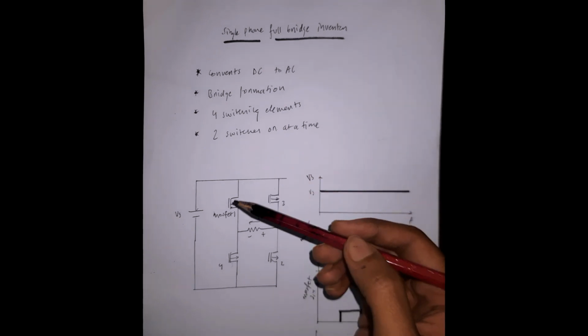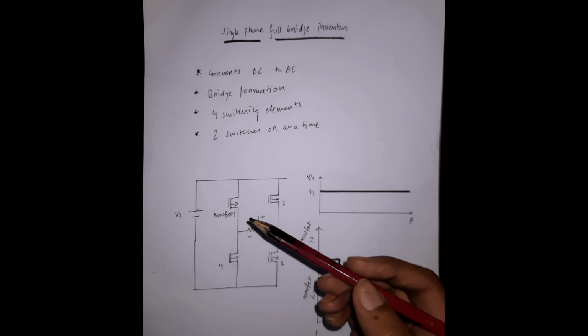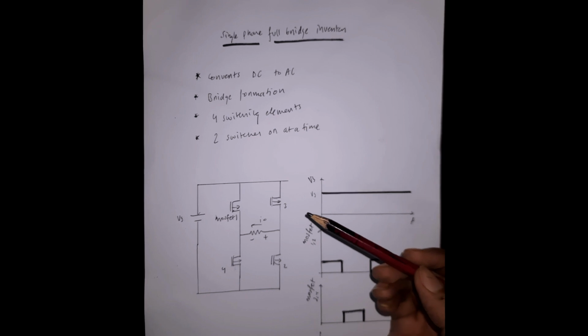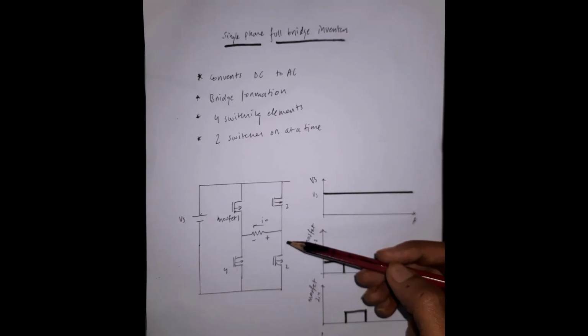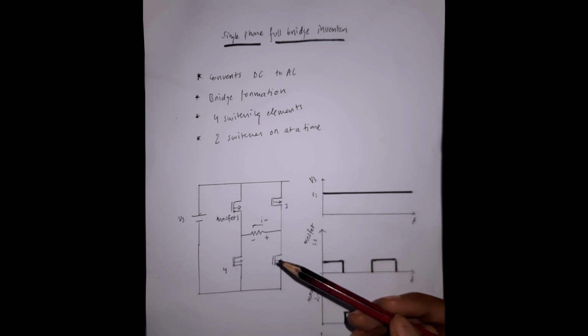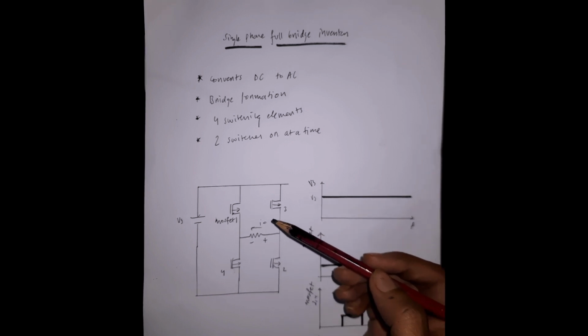There will be two switches in each branch, and it operates by alternatingly turning on and off switches in complementary sequence. So for example, MOSFET 1 and 2 will be switched on, or MOSFET 3 and 4 will be switched on. All the four switches won't be turned on at the same time. This allows current to flow through the load.